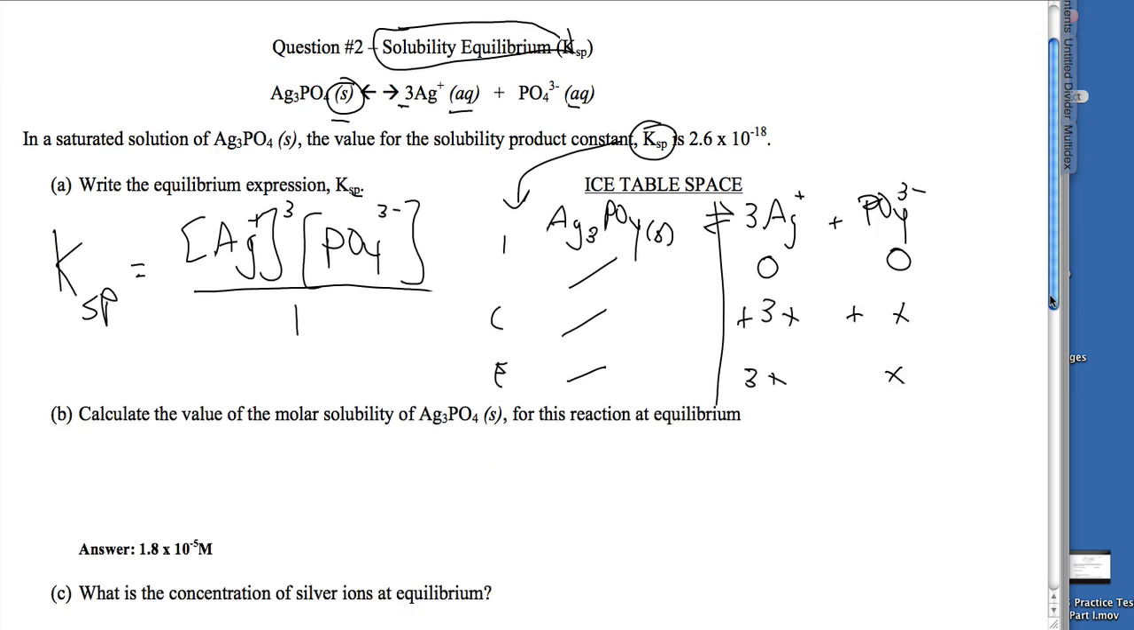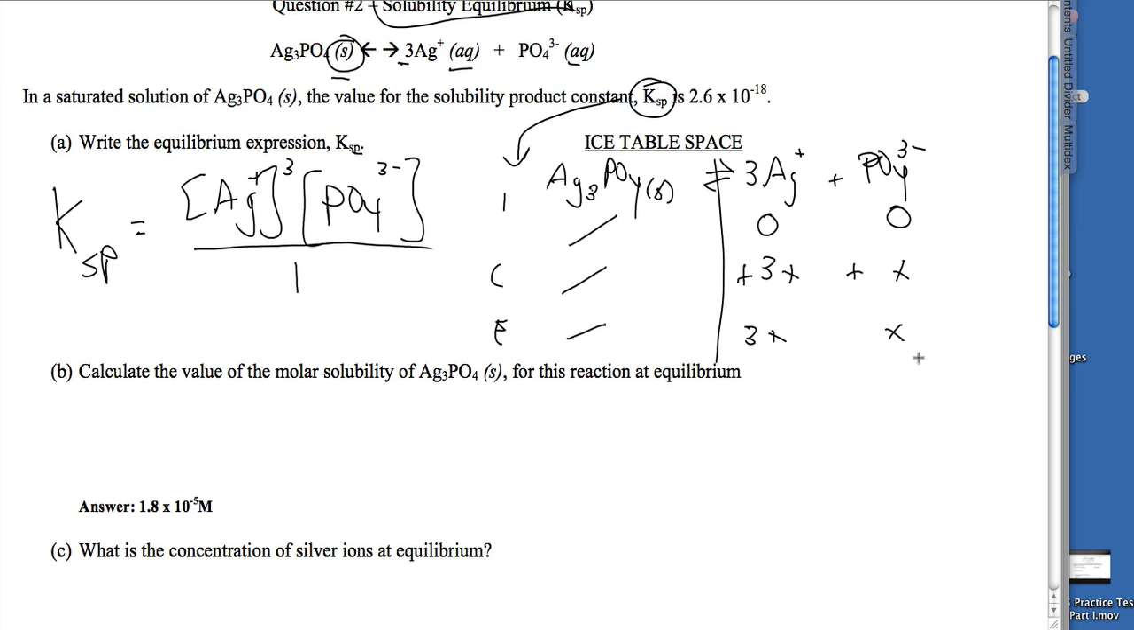Now, in a KSP problem, what you're really solving for initially is this x, and we call that the molar solubility. And it's always with reference to the initial solid. So when they say calculate the molar solubility of Ag3PO4, what they're really talking about is solving for x here. And notice there is a one-to-one relationship between that x and that here. So the molar solubility is always going to be spoken with reference to the initial solid, but they're really just asking you to solve for x.